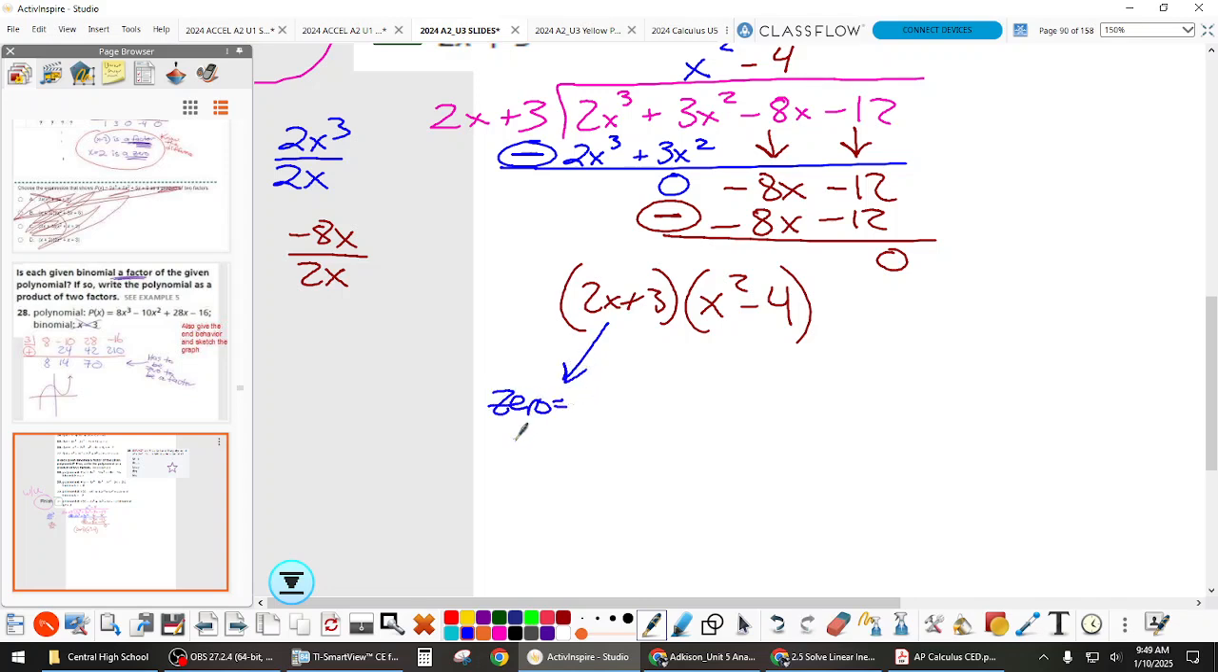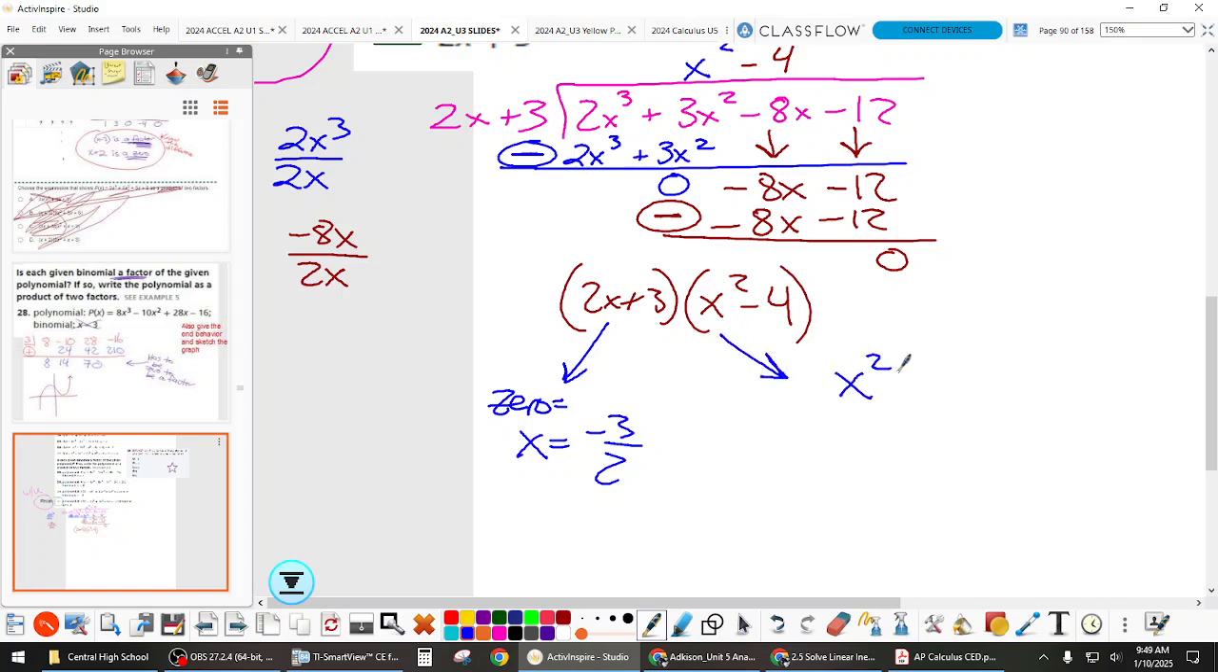Okay? It should be x equals negative 3 halves, right? So subtract your 3, divide by 2. So that's one of our zeros. If I asked you to go graph this, it would be at negative 3 halves. There would be a 0 there. Can you get zeros from this? Absolutely. How?